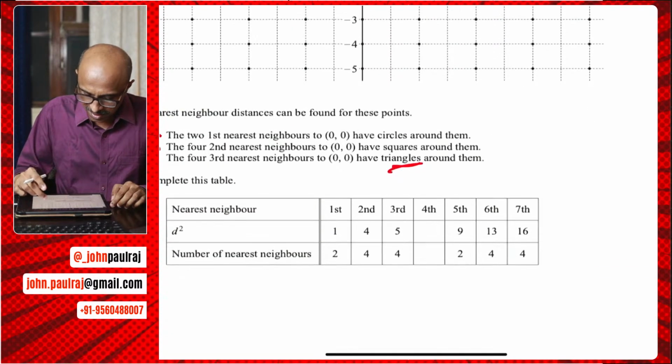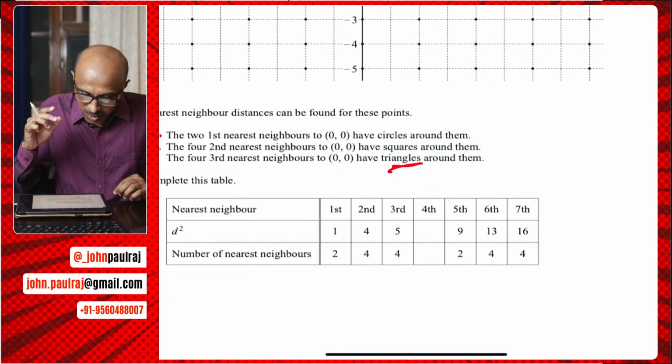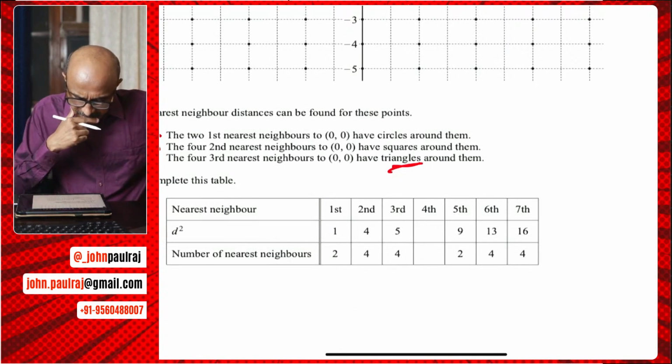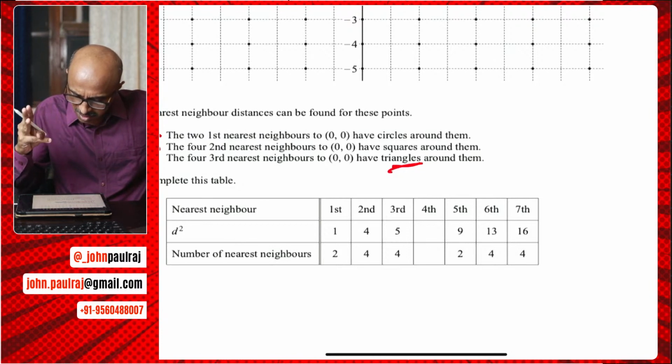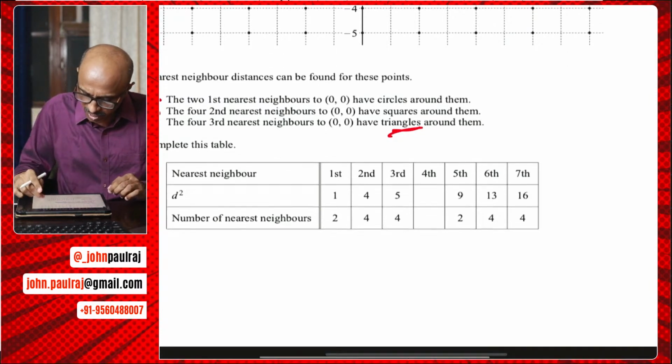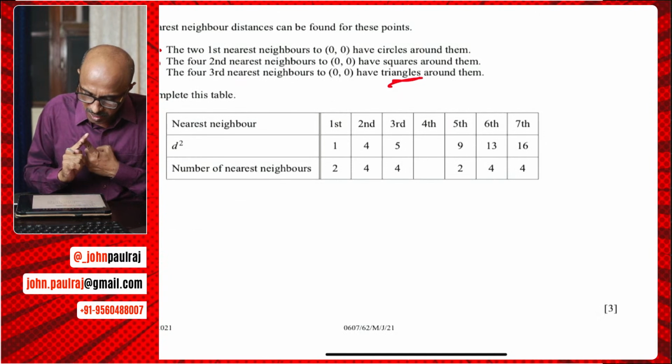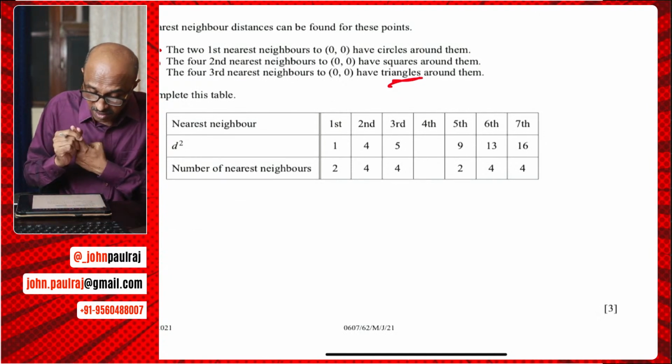Here we go. It says complete this table: nearest neighbor, first, second, third, fourth, and they've given 5, 6, 7. We need to identify the d squared, the square of the distance, and the number of the nearest neighbors.